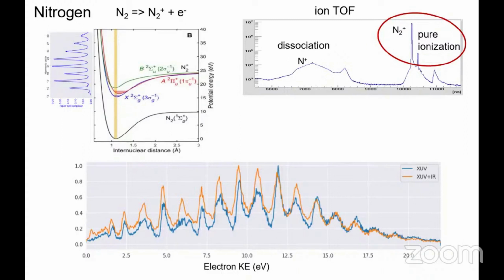And then we can look at the electron spectra, for example, only the XUV, no IR. And this is the blue curve. And then we get already lost. The problem is our pulses are a little bit too short. The spectral bandwidth is a bit too broad.